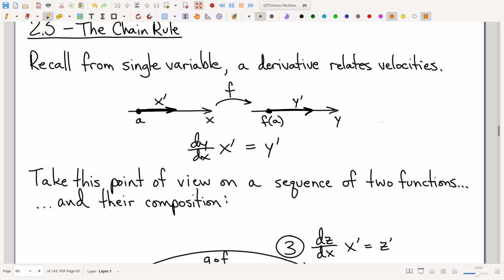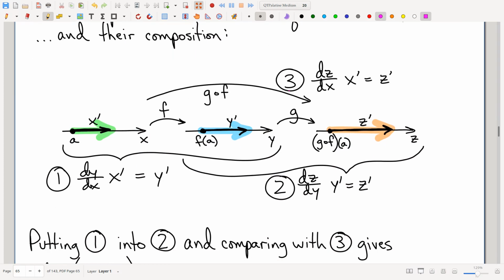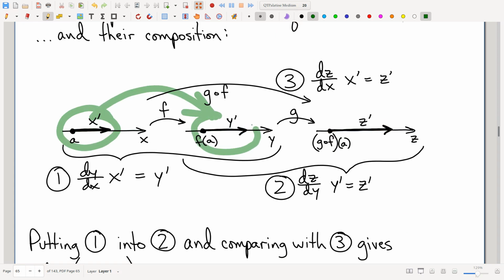Okay, all right. So with this point of view, the derivative is a factor that you multiply by input velocities to get output velocities. From that point of view, well, f prime, let's see, I'm making color choice decisions here. F prime is this factor.